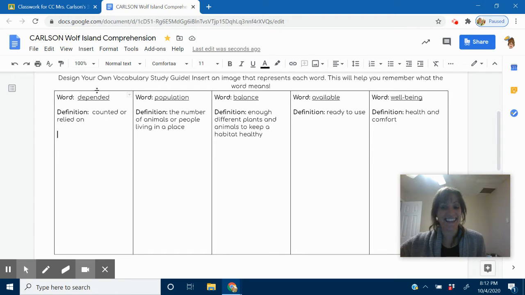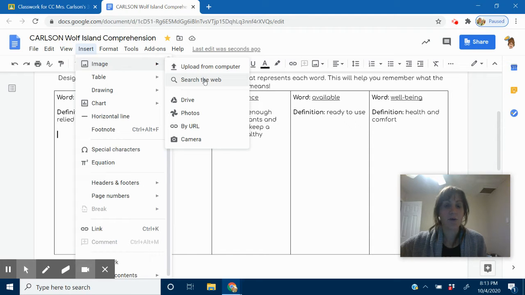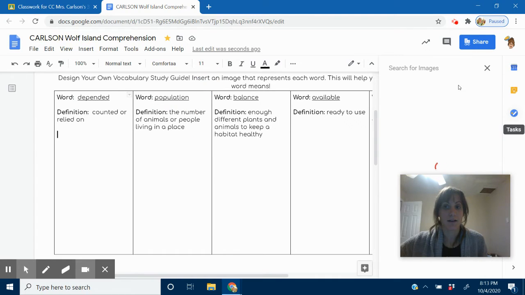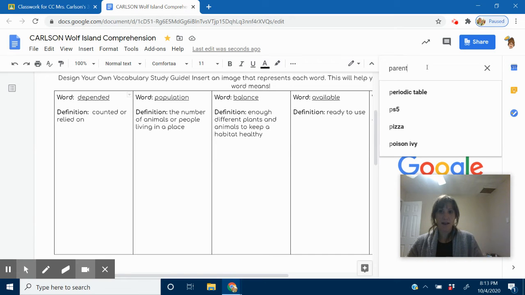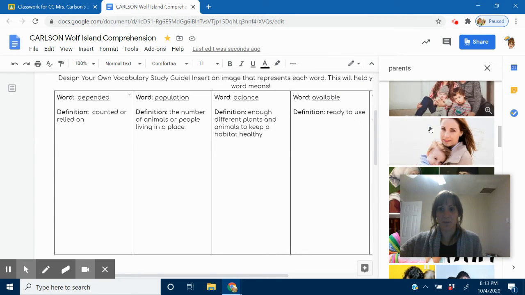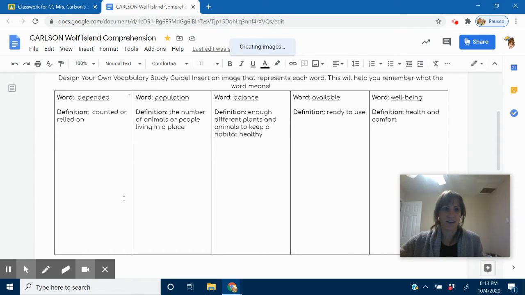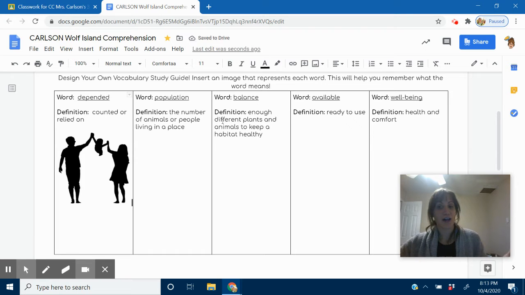So I think that what I would use to help me remember this word is a picture of parents. So what I'm going to do is I'm going to say insert image, and then I'm going to click on search the web here. And then I'm going to type in parents. Okay, and here's some pictures of some parents. I could click any of these pictures. I kind of like this one here. It reminds me that like a baby depends on their parents or a child depends on their parents.